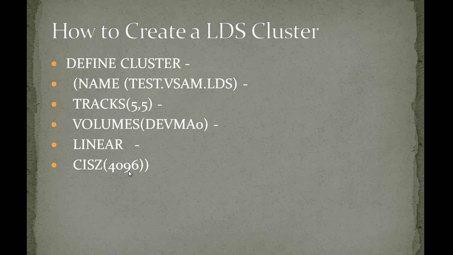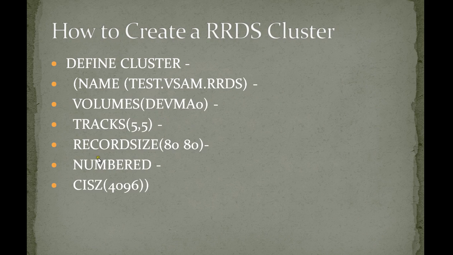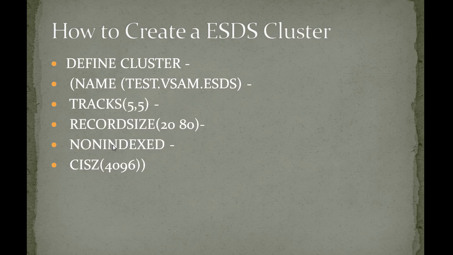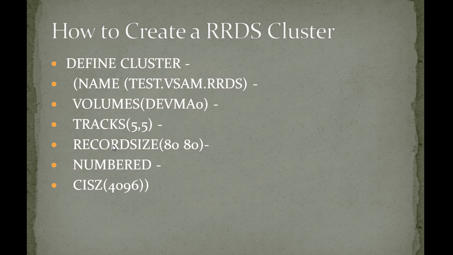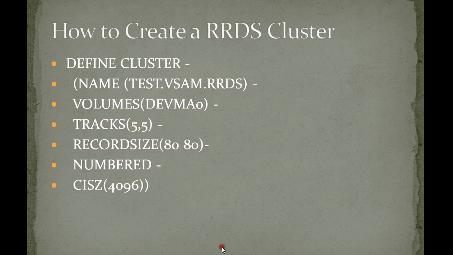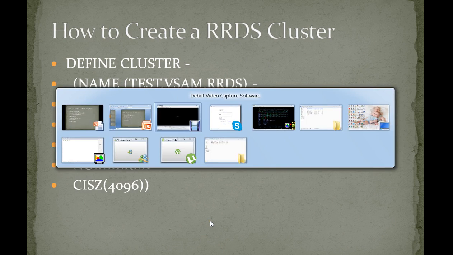Next is LDS. It also remains the same. You have to define cluster, name, tracks, volume. Here the thing is you have to specify it as linear, whereas for RRDS you specify numbered. So these are the differences between ESDS, RRDS and LDS. Now let's connect to the mainframe and see how we create these.